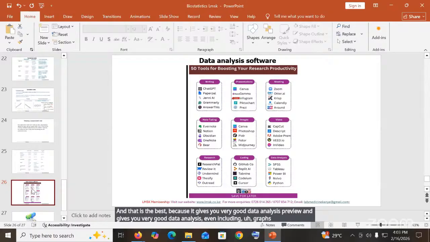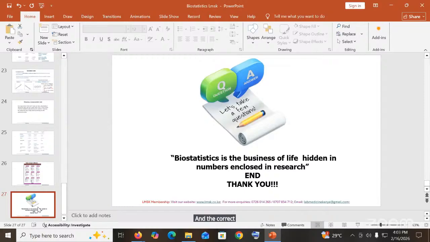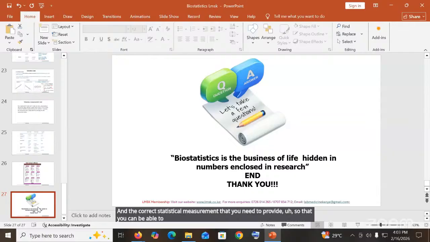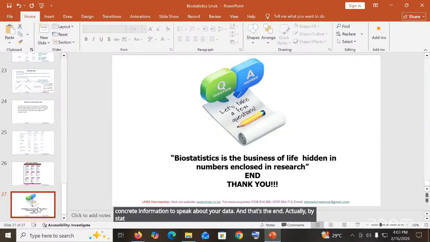But you cannot use these software without understanding the type of data you are analyzing and the correct statistical measurement that you need to provide, so that you can come up with very concrete information to speak about your data. And that's the end. Actually, biostatistics is the business of life hidden in numbers, engrossed in research.